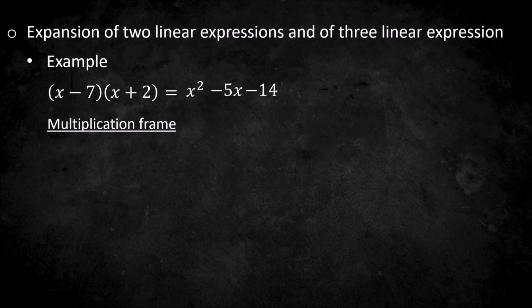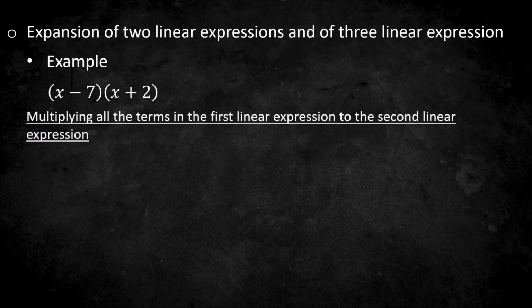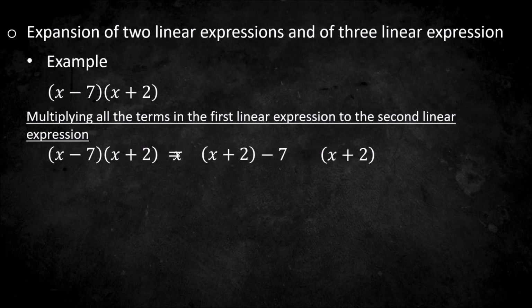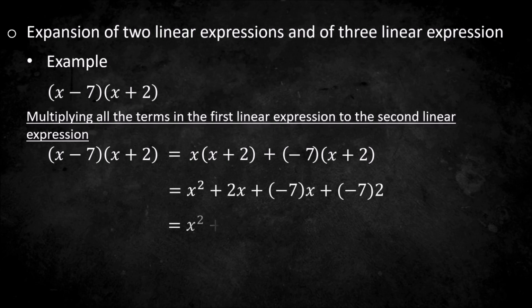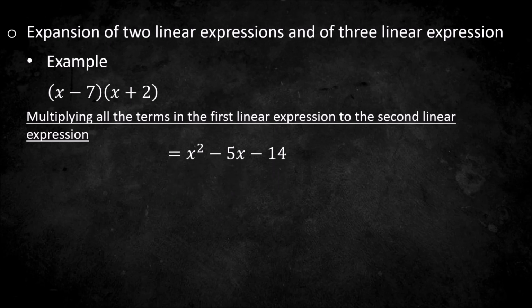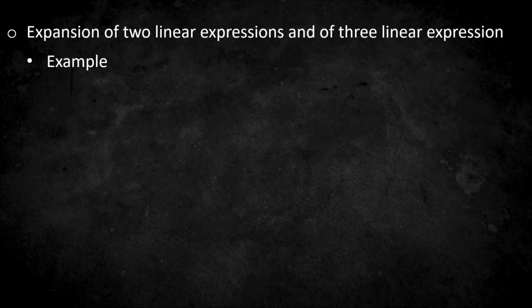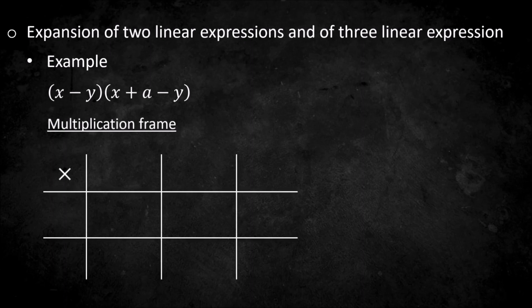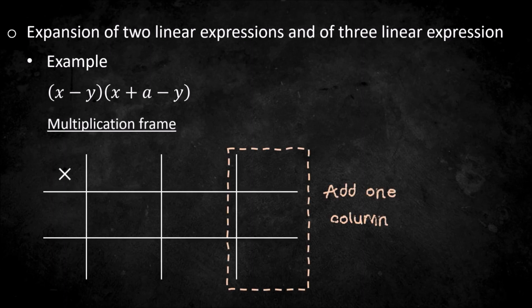The second method is to multiply every term in the first linear expression by the second linear expression. In this example, we have x multiplied by x plus 2, plus negative 7 multiplied by x plus 2. Expand and simplify where possible. The following example has a linear expression with 3 terms. To use the multiplication frame, add one more column to accommodate the extra term.